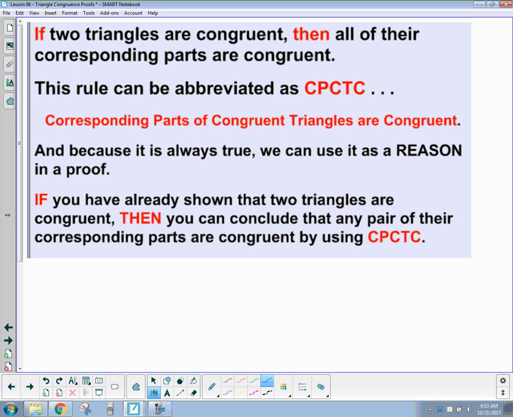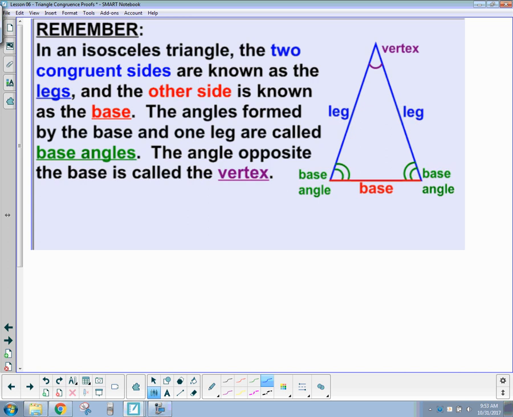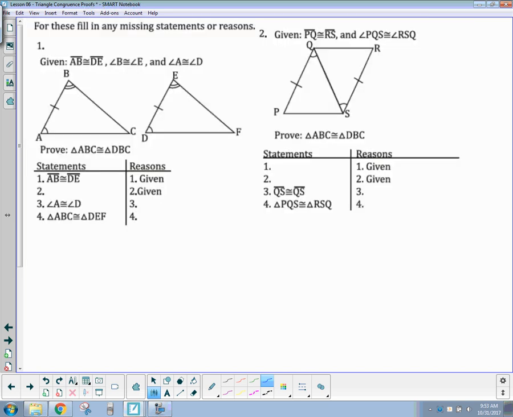We'll talk about this in lesson 7 a little more, so I'm going to skip these. Y'all remember what an isosceles triangle is. Remember, legs of an isosceles triangle will be congruent. The base angles are going to be congruent as well. We'll talk about this later. I posted the answer key for you for this one.